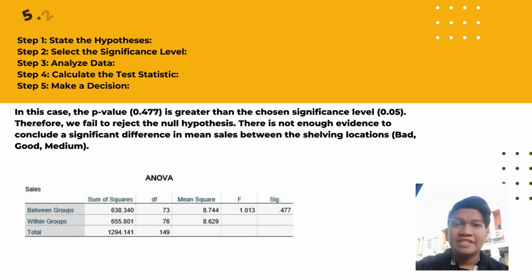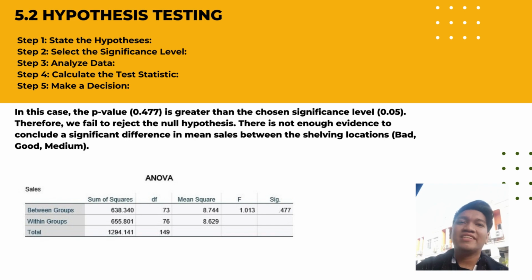The second slide is hypothesis testing. In this slide, we have five steps to follow: the first is to state the hypothesis, select the significance level, analyze data, calculate the test statistic, and the last is to make a decision. In this case, the p-value is greater than the chosen significance level. Therefore, we fail to reject the null hypothesis. So, there is not enough evidence to conclude a significant difference in mean sales between the shelving locations.